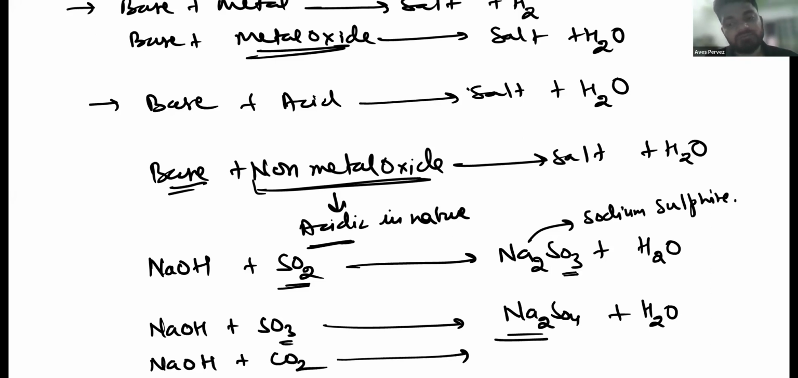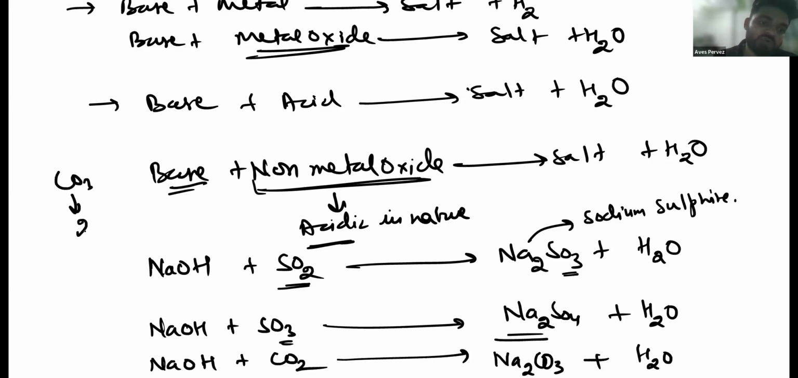Na? CO3. Yes, Na2CO3. Why 2? Because CO3 is the carbonate group. It is going to have 2 valency and Na is going to have 1 valency. So when they bond together, they will form Na2CO3. So this is important.